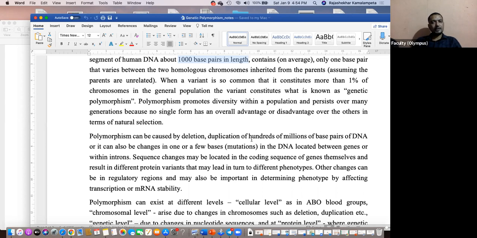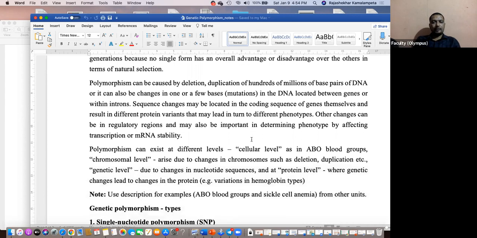There are enough regions in our DNA where differences do exist. At what level? We'll see. First, I'll talk to you about the different levels. At what levels does polymorphism exist? Polymorphism exists at different levels. One is at the cellular level, at the level of the cell. An example is ABO blood groups.